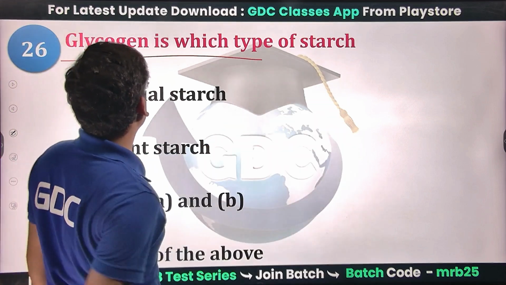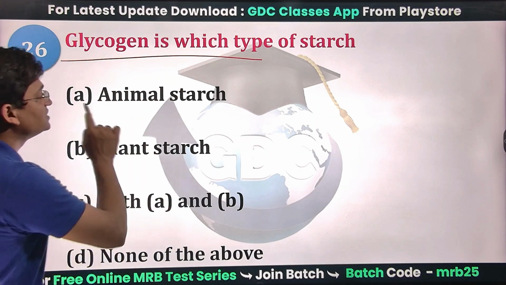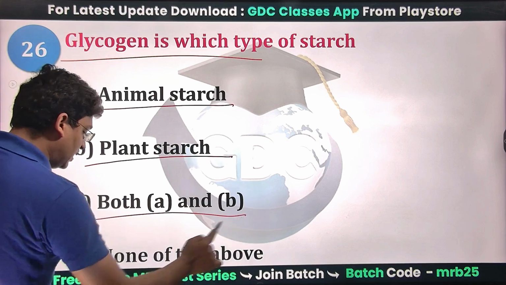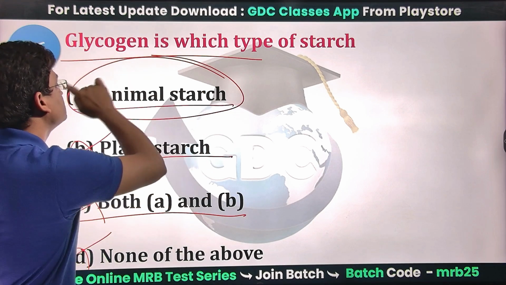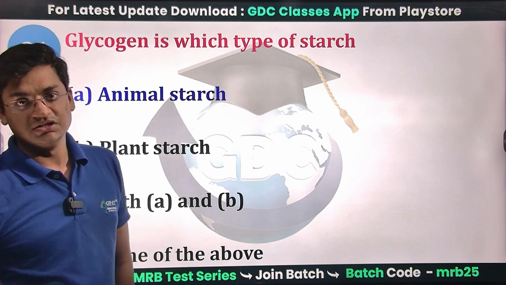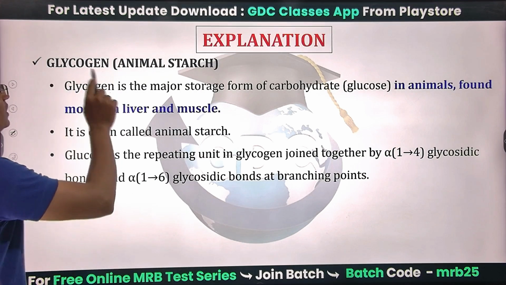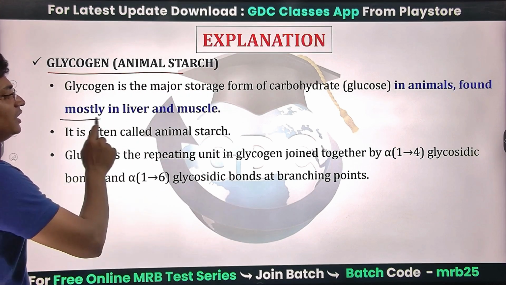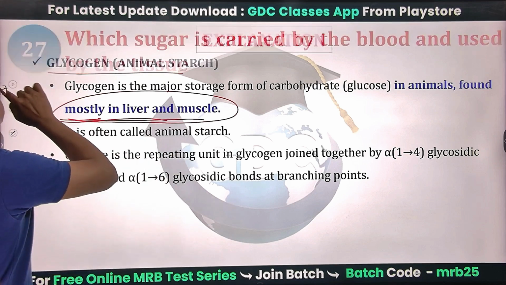Next question: glycogen is which type of starch? It's animal starch, plant starch, both A and B, or none of the above. So it's not a plant starch. Glycogen is present in animals, so it's an animal starch, the animal storage unit of carbohydrates. Where is it present? It's present mostly in the liver and muscles.